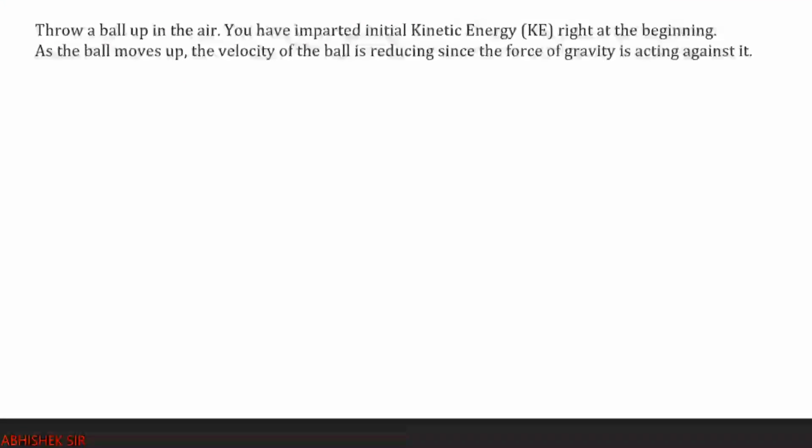Now, throw a ball in the air. We are just taking a very practical example again. Throw a ball up in the air. You have imparted initial kinetic energy right at the beginning. As the ball moves up, the velocity of the ball is reducing since the force of gravity is acting against it. Try to imagine this situation. You are throwing a ball, you have imparted initial kinetic energy. As the ball is moving upward, velocity is reducing because gravity is acting against it. So we can say that the force of gravity is doing negative work on the ball.